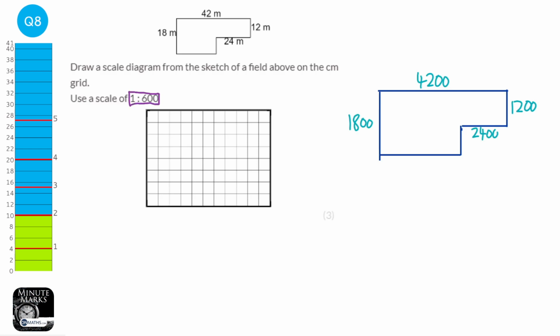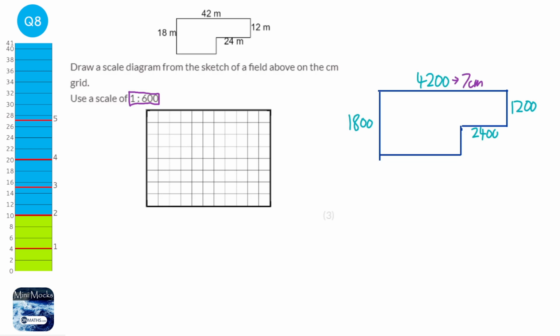And next I'm going to convert them into what the scale says they're going to be in our diagram. So a scale of 1 to 600 means 600 in real life, and this diagram is showing the real life situation, is 1 on our diagram. So I've converted them all in centimetres, and now I need to work out how many centimetres there are going to be on our diagram. So I'm going to start with the 4,200, and all you need to do is divide it by 600, and I get the answer of 7. So it's going to be 7 centimetres on our diagram.